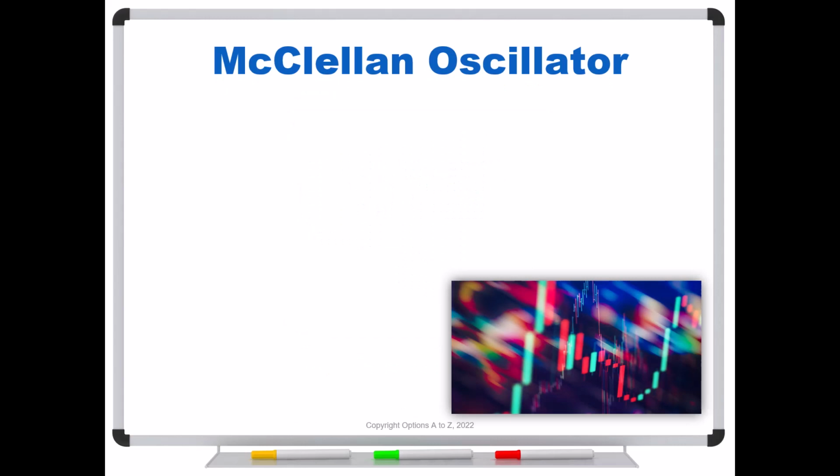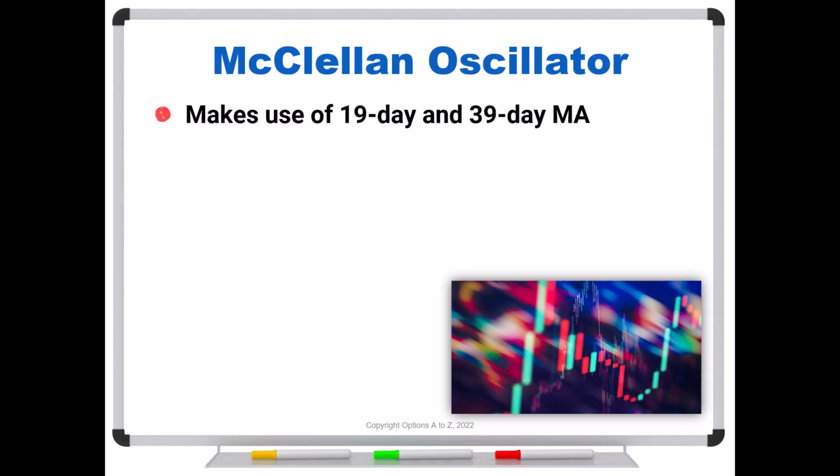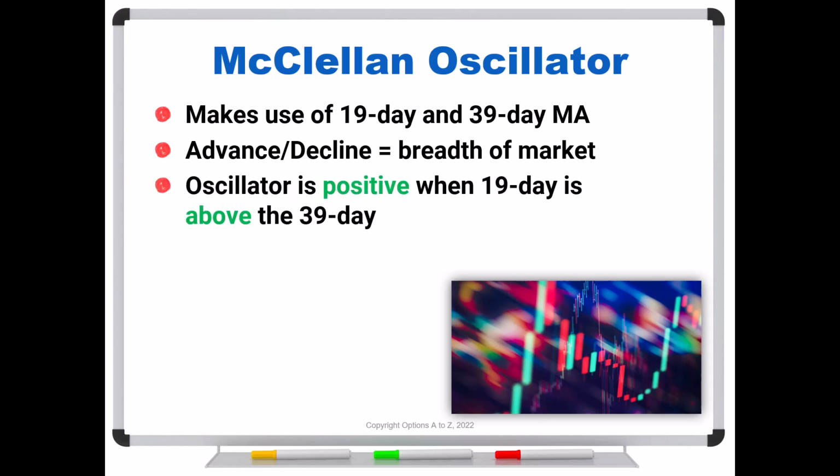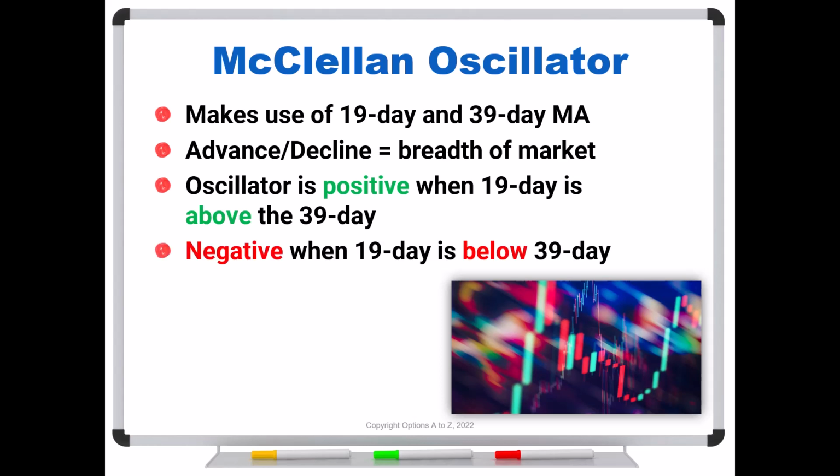So the McClellan Oscillator, what it does is it makes use of a 19-day and a 39-day moving average. And again, this is called the advance-decline, or the breadth of the market is what we're measuring here. How many advancing issues relative to how many declining. So the oscillator is positive when the 19-day is above the 39-day, and obviously it would be negative when the 19-day is below the 39-day.